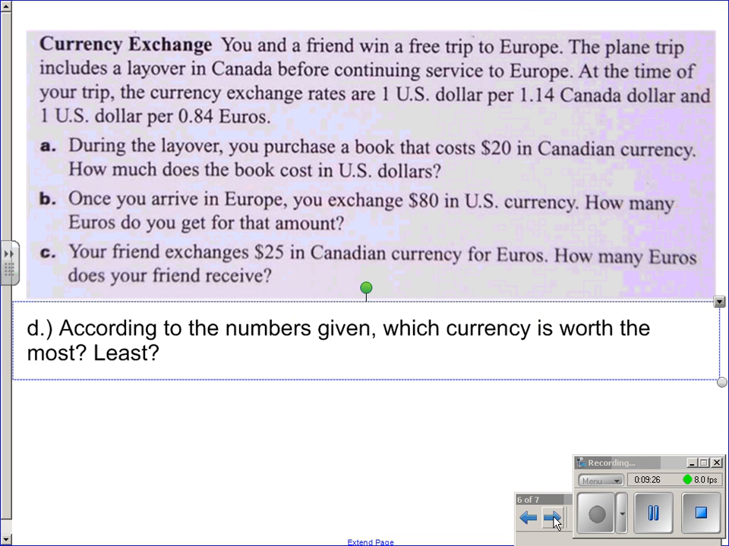All right, I want you to go ahead, hit pause, and try this problem out. We'll talk about it in class on Monday, but I want you to just see what you got. This is a basic example of currency. It's a very common occurrence that you have to deal with this kind of stuff.